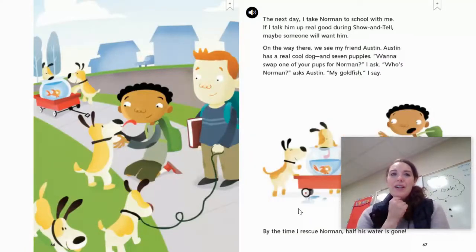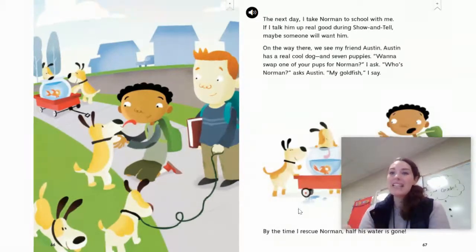And here we are. The boy is walking to school to bring Norman for show and tell. And he runs into his friend who has a lot of dogs. He asks his friend a question. Do you remember the question he asked him, second graders? That's right. He asked his friend Austin if he would trade pets. So he wanted to give Norman away in exchange for a dog or a puppy.